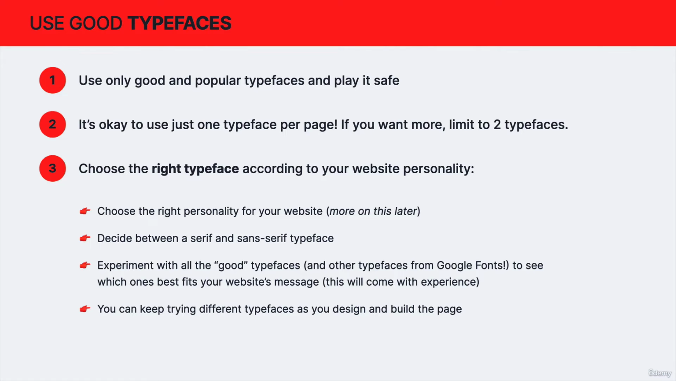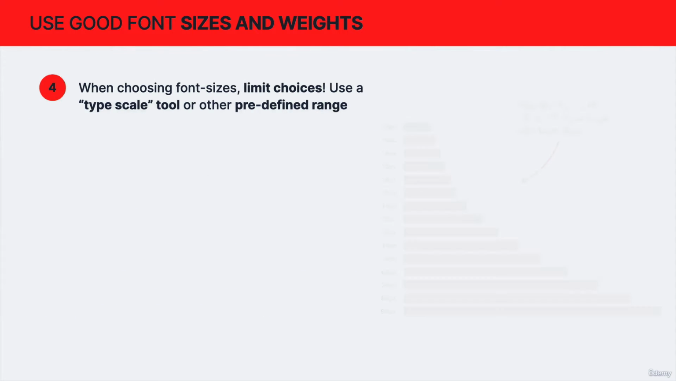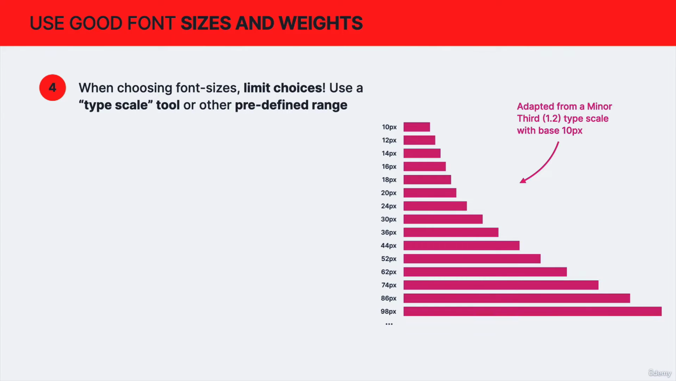Okay, so these are the basic rules on how to choose good typefaces. But now we also need to choose good font sizes and weights. So let's see how. So when you're looking to choose a font size, you should limit your choices to make your life easier. To do that, you can use a type scale tool or another predefined range of font sizes. Because if you do that, then you don't have to constantly think about coming up with font size values. And actually, we will do that in the big course project and even in the project that is in this section.